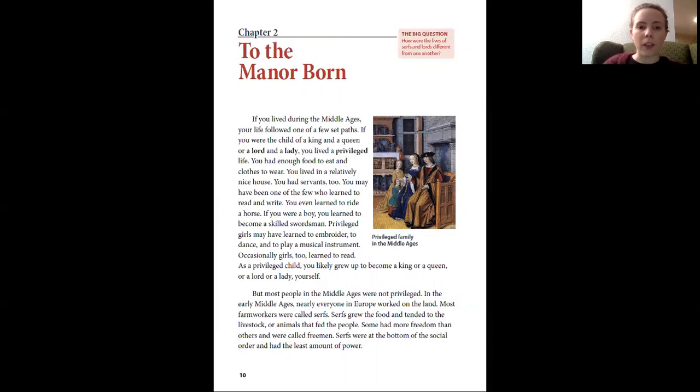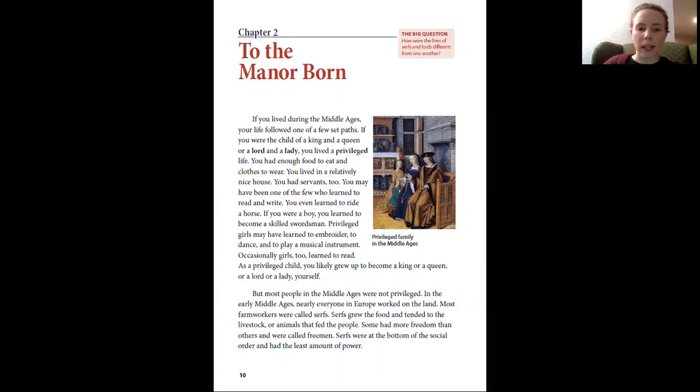If you were a boy, you learned to become a skilled swordsman. Privileged girls may have learned to embroider, to dance, to play a musical instrument. Occasionally, girls too learned to read. As a privileged child, you likely grew up to become a king or a queen, or a lord or a lady yourself. But most people in the Middle Ages were not privileged.